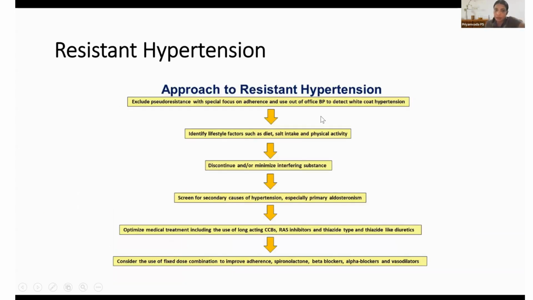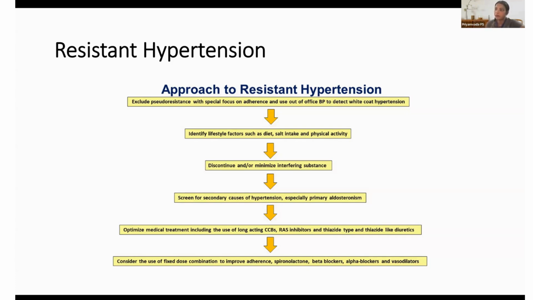Now, coming to resistant hypertension. Resistant hypertension is defined as blood pressure that's not controlled with 3 antihypertensives at optimal doses, of which one is a diuretic. We have to exclude pseudo resistance, with special focus on adherence to medications, and always use out of office BP to exclude white coat hypertension. Look at the lifestyle factors, whether the patient is adherent to them or not, and any interfering substances, if there are any, you have to stop them.